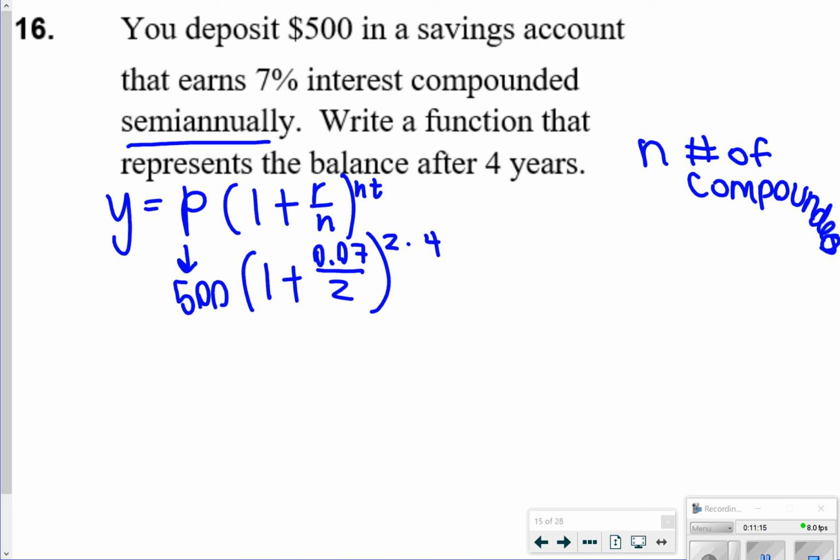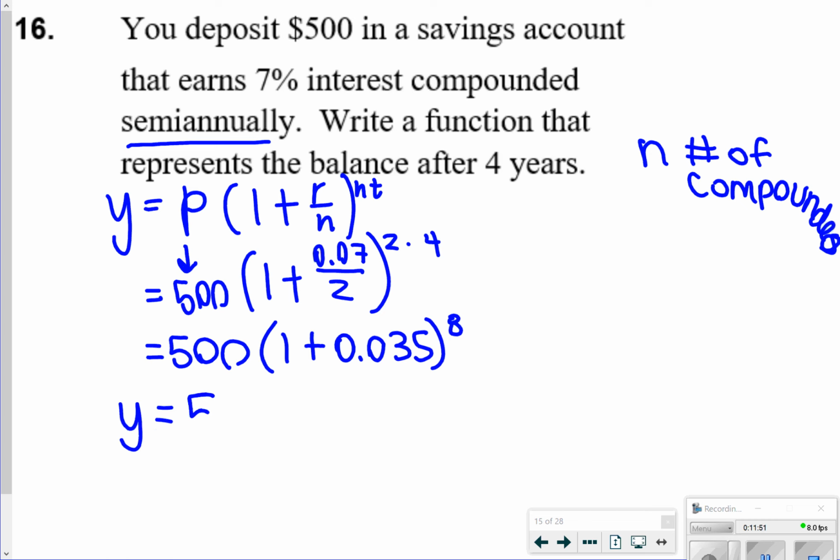So now I'm ready to go ahead and start my problem. I have 500 still, and then I'm going to simplify what's in here. 1 plus the 0.07 divided in half is going to be 0.035, and then 2 times 4 is 8. So now all I have to do is add 1 plus 0.035 and then keep it to the 8th power. It doesn't say to solve, it just says to write the problem as your function as you are trying to find the balance after 4 years. So y is equal to 500 times 1.035 to the 8th power.